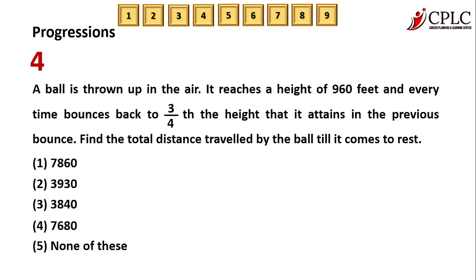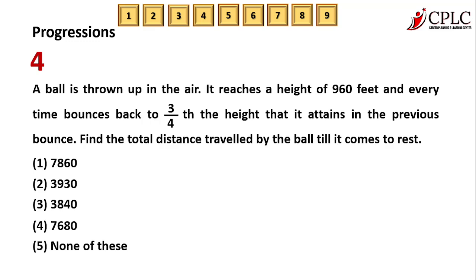Let's talk about question number 4. It says a ball is thrown up in the air and it reaches a height of 960 feet, and every time it bounces back to three-fourth of the height that it has attained in the previous bounce. Find the total distance traveled by the ball till it comes to rest, for example.